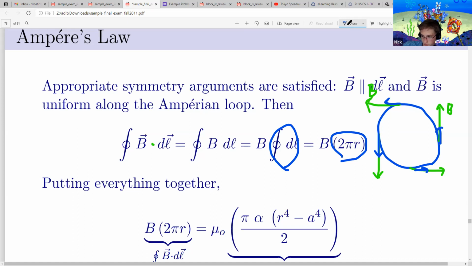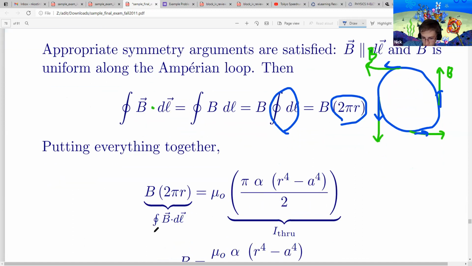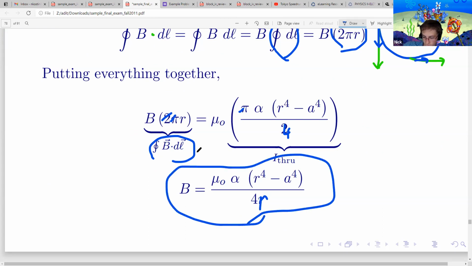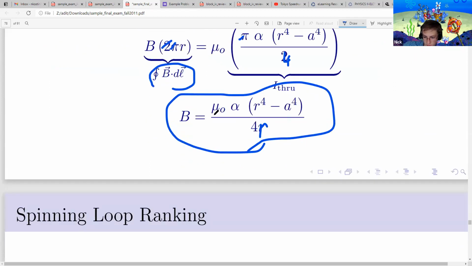Cool, so I have Ampere's law all set up. The left-hand side is the integral of B dot dl, which is B times 2 pi r. And on the right-hand side, I have mu naught times I through. When I divide by 2 pi r, the pi's are going to cancel, the 2 is going to become a 4 over here, and I also have an r from the left-hand side. So this is what I get for my final answer. Any questions there?